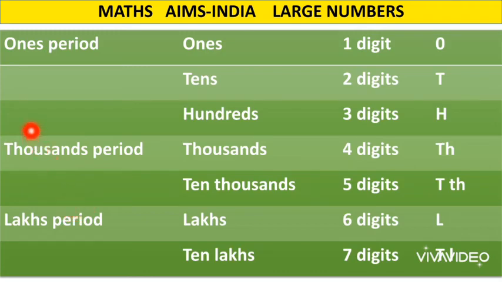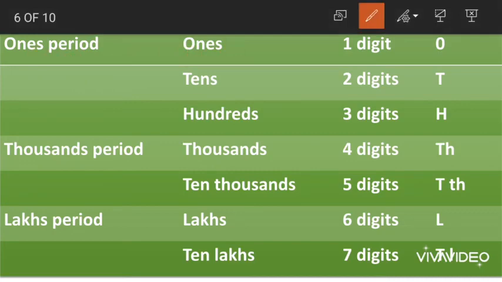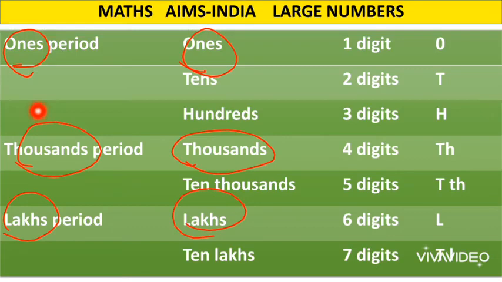What have I written for ones period, thousands period and lakhs period? Nothing. Periods are nothing but a group of place values. Like these three place values are grouped together as ones period. Ones, tens and hundreds come under which period, children? Ones period. Look at this pattern here carefully. Ones period starts from ones. Thousands period starts from thousands. Lakhs period starts from lakhs.